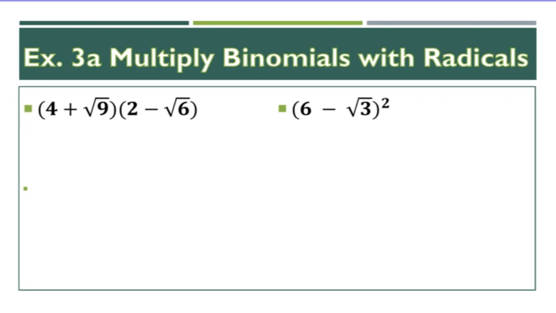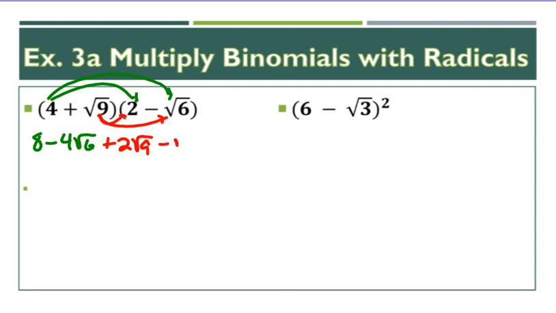Here we're multiplying binomials with radicals. So using FOIL. So 4 times 2 is 8. 4 times a negative square root of 6 is a negative 4 times square root of 6. Square root of 9 times 2 is positive 2 times square root of 9. And then square root of 9 times a negative square root of 6 would be a negative square root of 54. Now we can break these down. Square root of 9 is 3, so this is 2 times 3. This is square root of 9 times square root of 6, which is 3 times square root of 6.